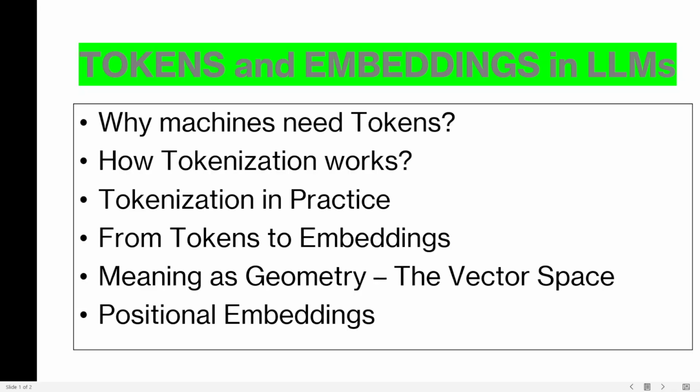The model has an embedding layer, essentially a big lookup table. It's a matrix with one row for every token in the vocabulary, and each row is that token's embedding vector. When a token ID comes in, the model simply looks up the corresponding row to get its embedding vector. So the flow is text to tokens, tokens to token IDs, token IDs to embedding vectors. These embedding vectors are what actually flow into the transformer layers.